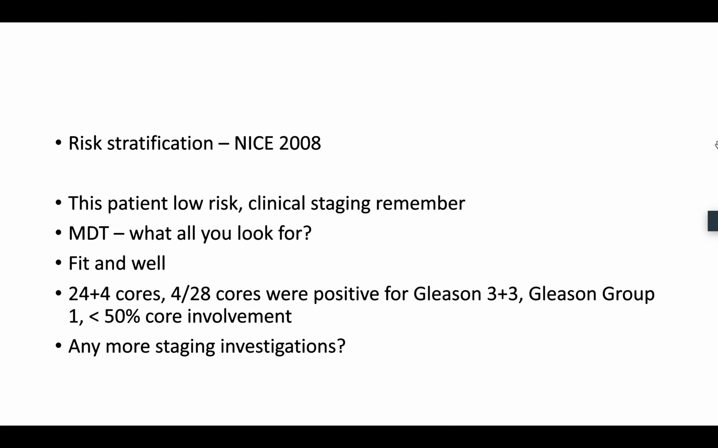Okay. You did the cores as per your planning. Of all the cores, 4 cores came positive for Gleason 3 plus 3 prostate cancer. All 4 cores were in the left peripheral zone as expected. All the cores were less than 50% of the length involved. So, how are you going to take this forward?